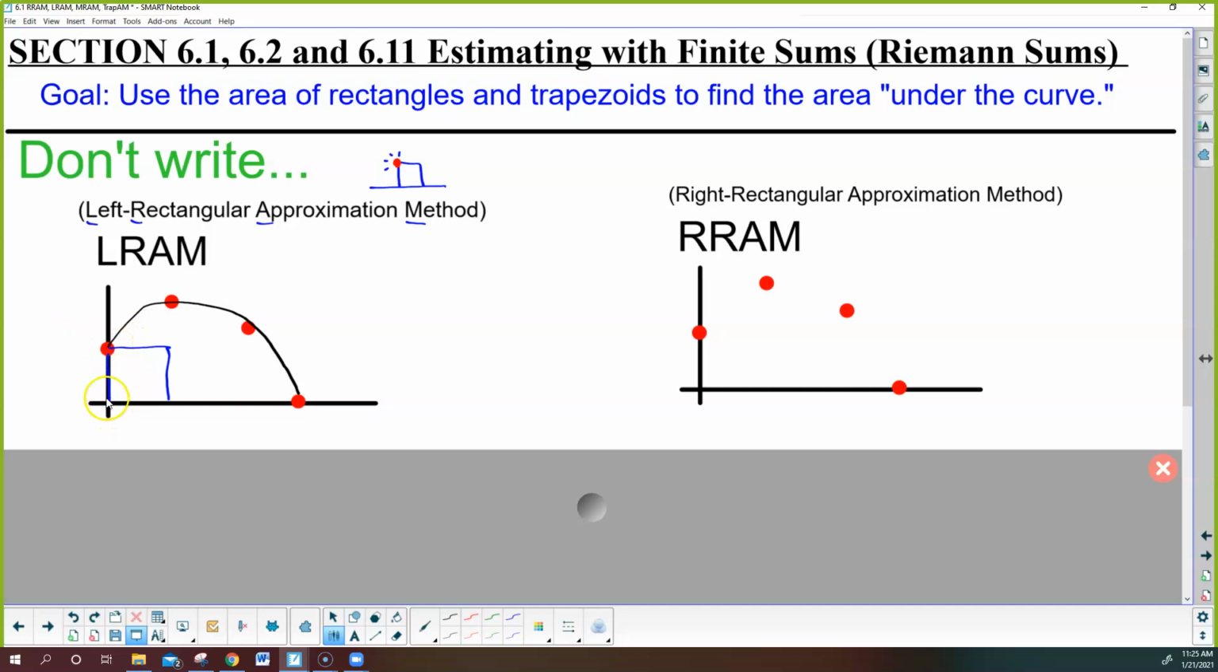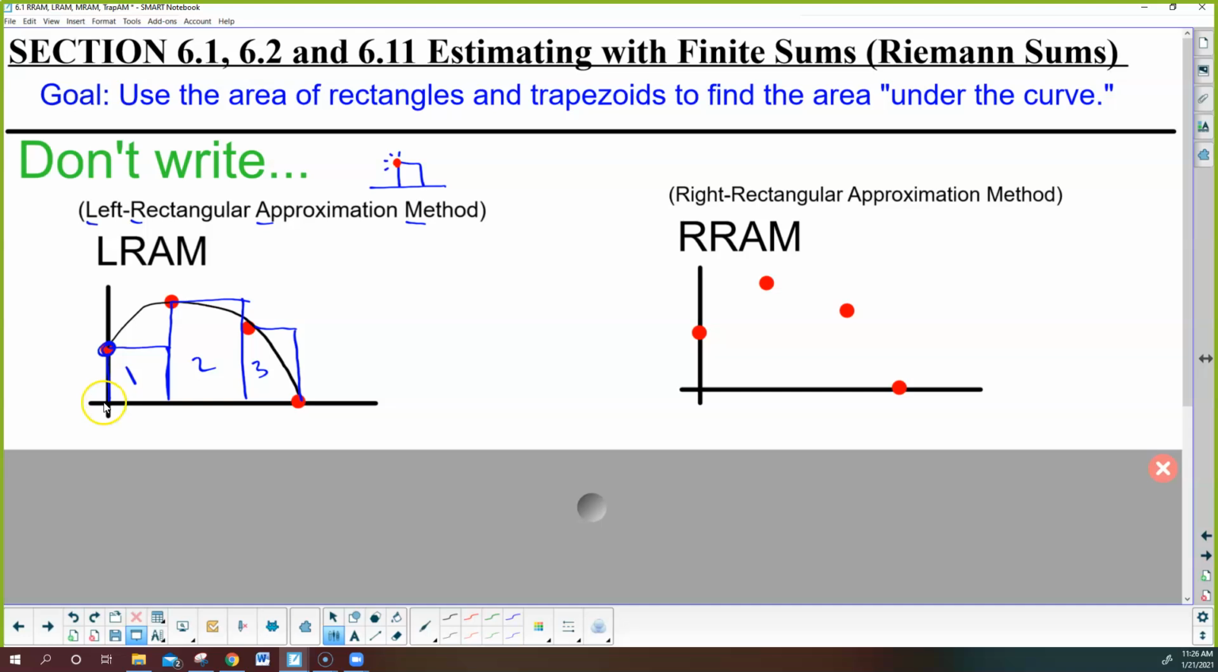Okay, so notice what I did. I drew a rectangle, and its endpoint is based off of the left side of the rectangle. So then if I go to the next point, I want to draw a rectangle based off of its left-hand side. And then same thing here. So here's another point. So I'm going to draw a rectangle from the left side. And notice I've got 1, 2, 3 rectangles.